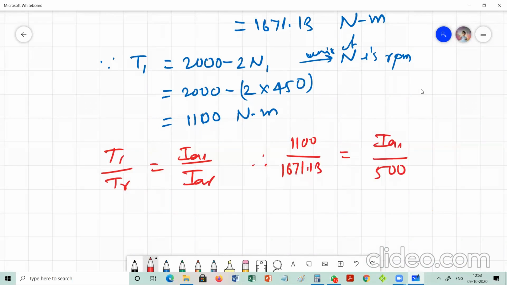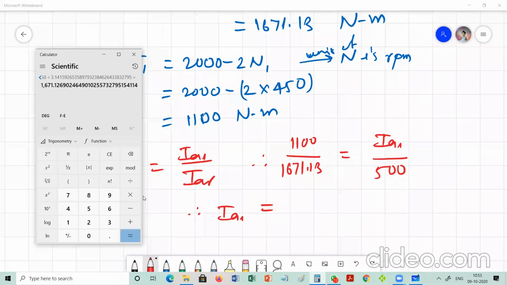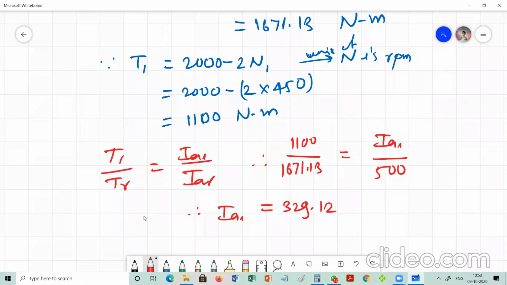Therefore IA1 is equal to 1100 into 500 divided by 1617.13, which is equal to 329.12 ampere. This is the correct answer. Okay, do you get it?